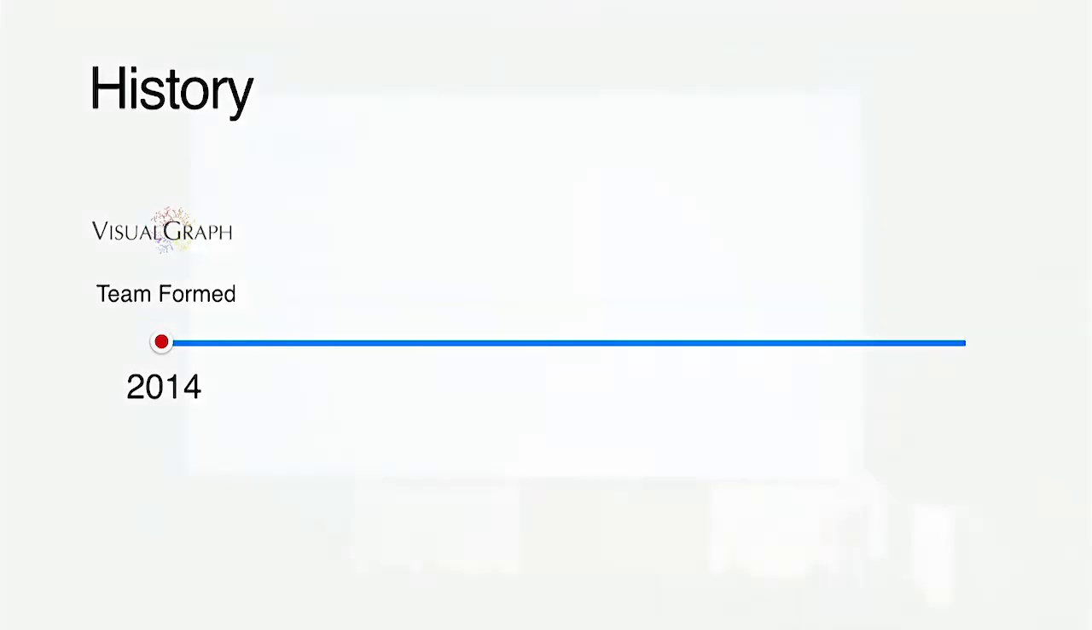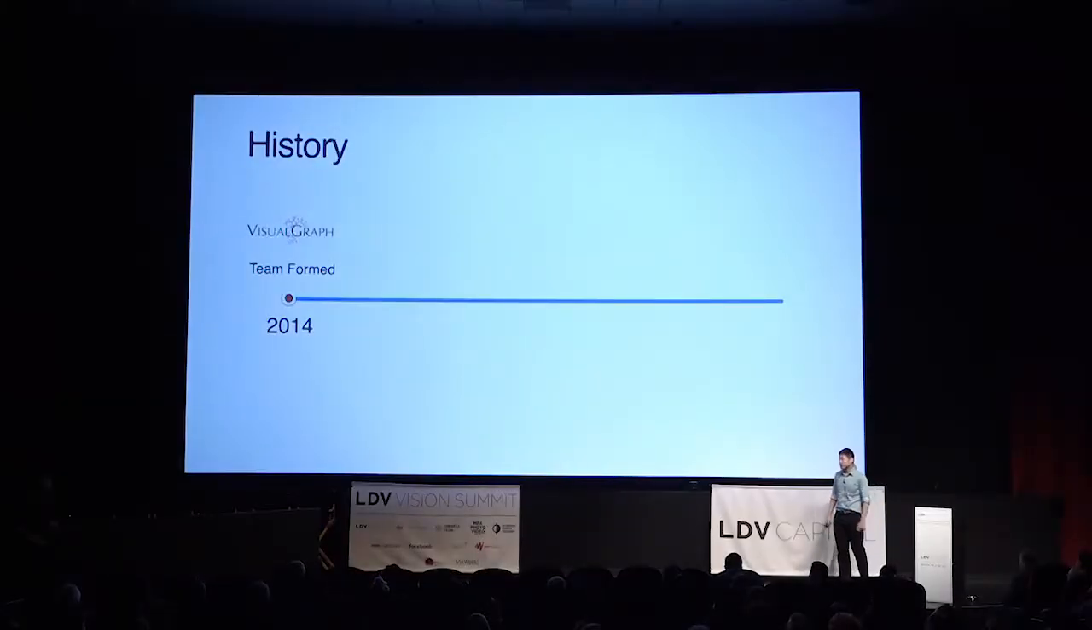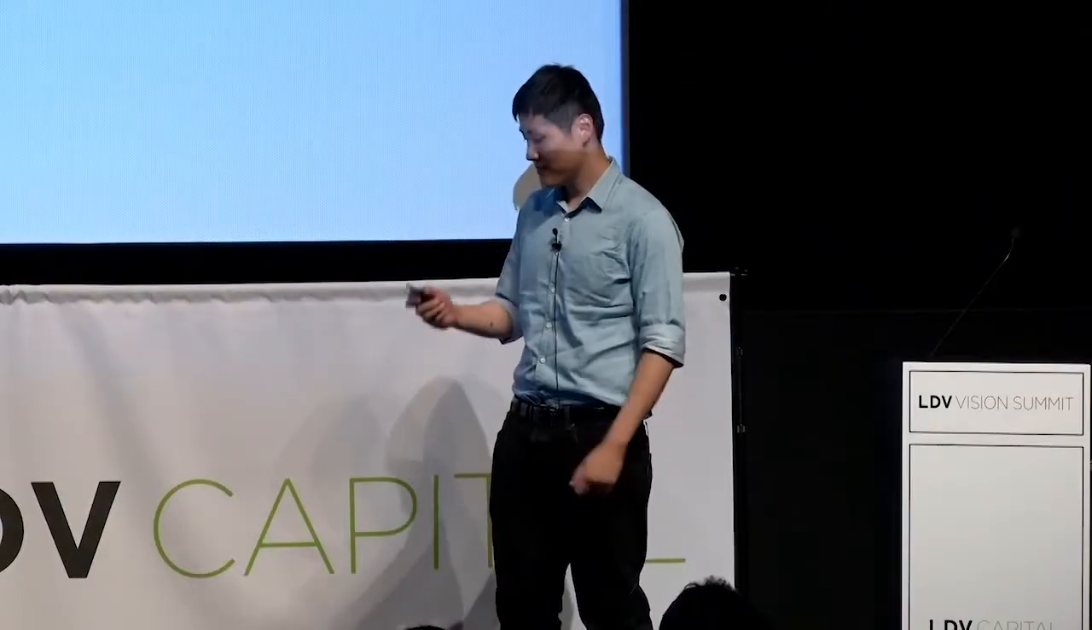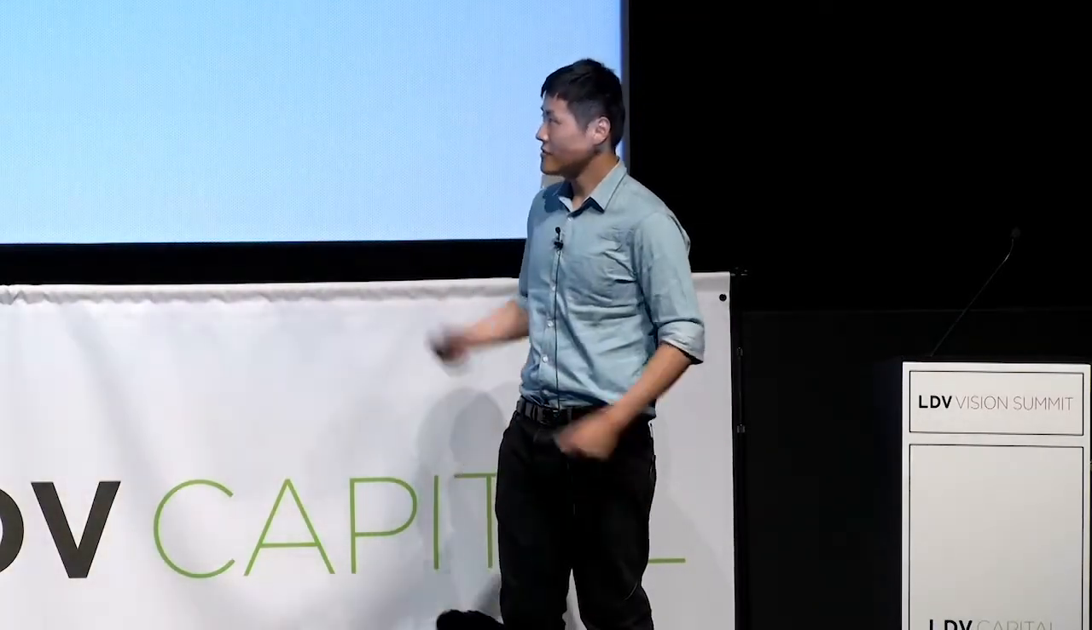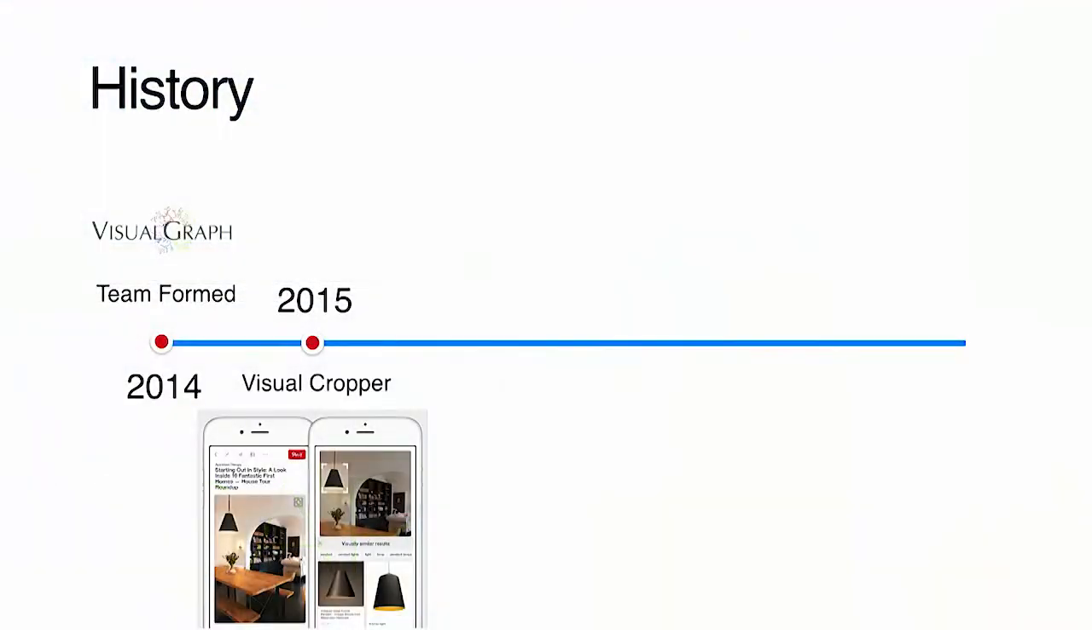So a bit of history about visual search at Pinterest. The team was formed in 2014 when we acquired a computer vision company called Visual Graph. In 2015, we launched our first product, which was the visual cropper. So with this tool, you can search any part of any image on Pinterest for relevant recommendations to the query that you selected.